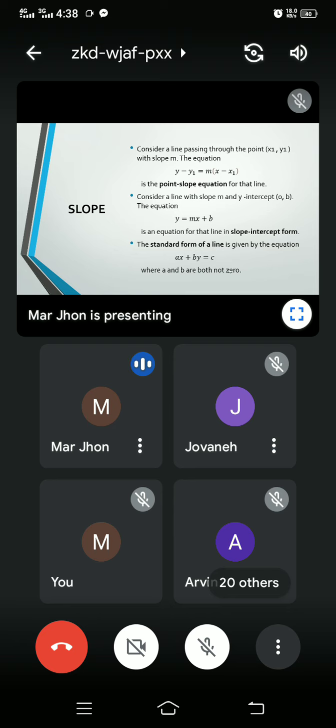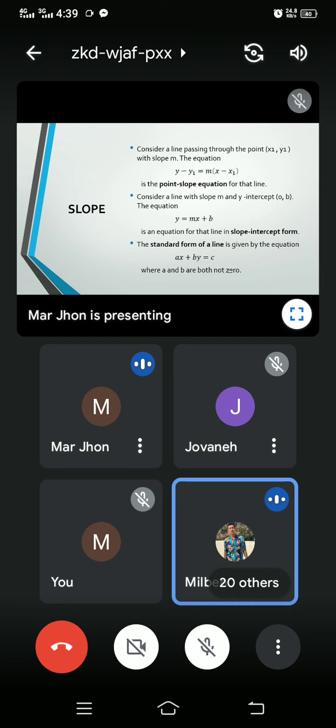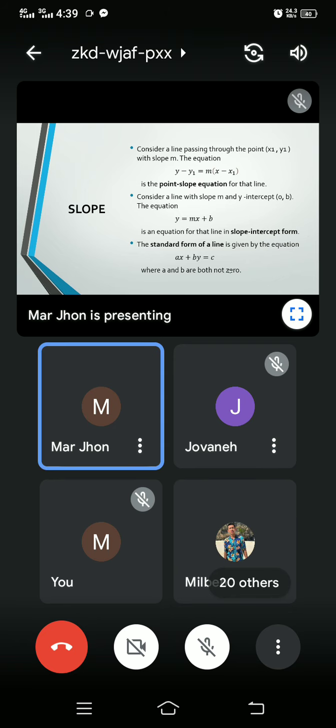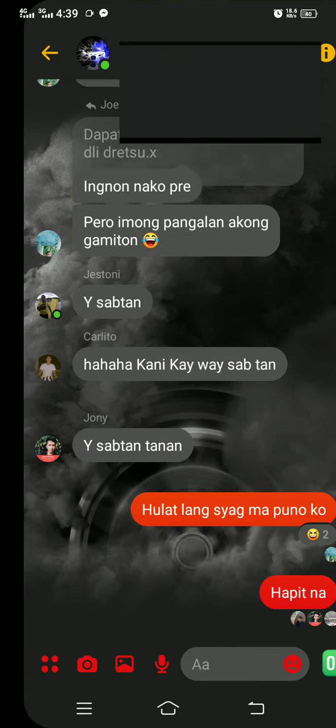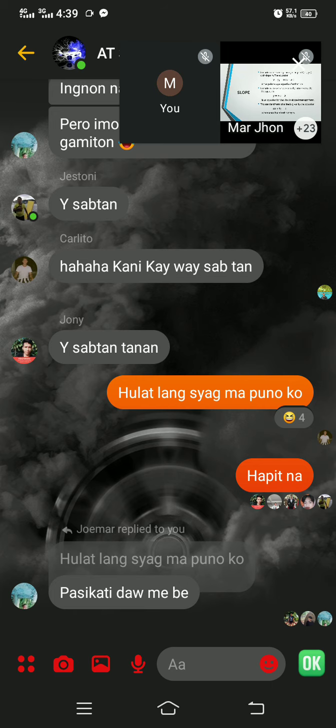Then consider a line with a slope and an intercept, 0, b. The b here is the y-intercept. So you have only the slope and the intercept, the point passing through the y-axis. You can create the equation y is equal to mx plus b, which is called the slope intercept form equation. And then the standard form of a line is given by the equation ax plus by is equal to c, where a and b are both non-zero. So why is it that a and b are both non-zero?